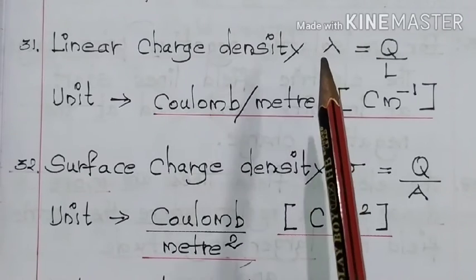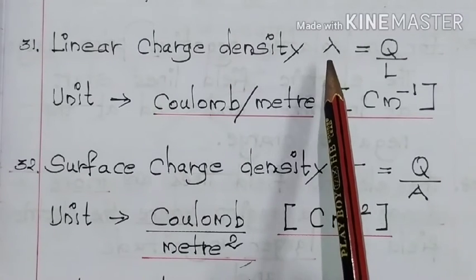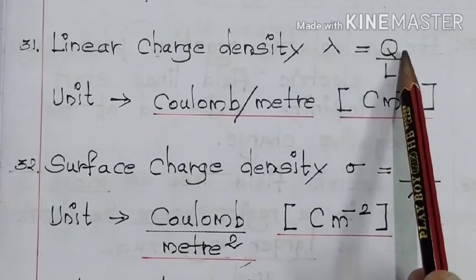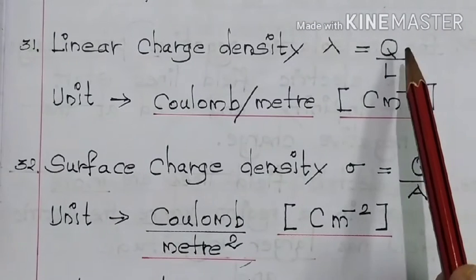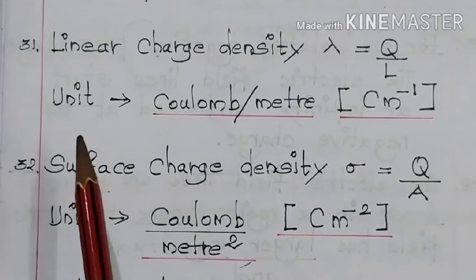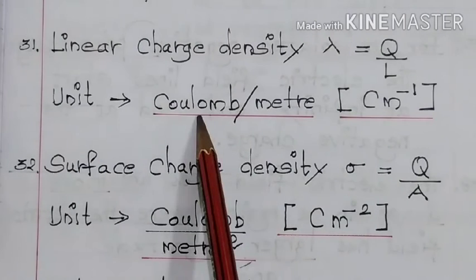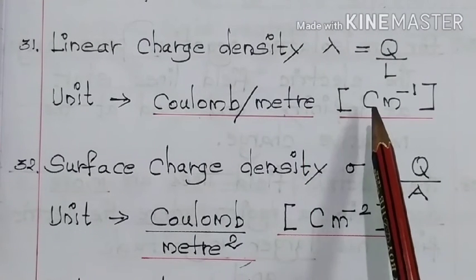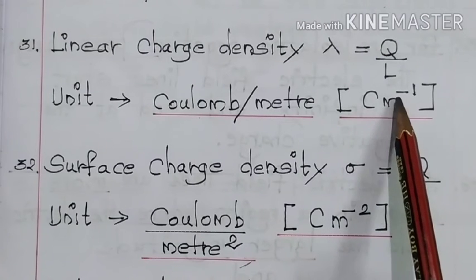Then linear charge density. It is indicated by the Greek letter lambda. So linear charge density lambda is equal to Q by L. Q stands for charge and L stands for length. Its unit is coulomb by meter, in other words, C m power minus 1.